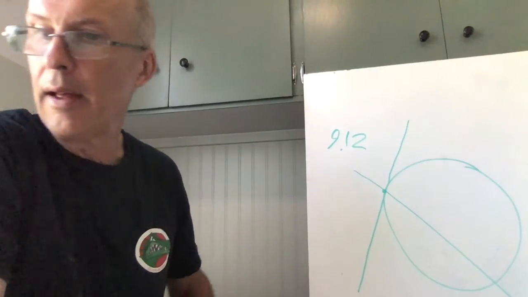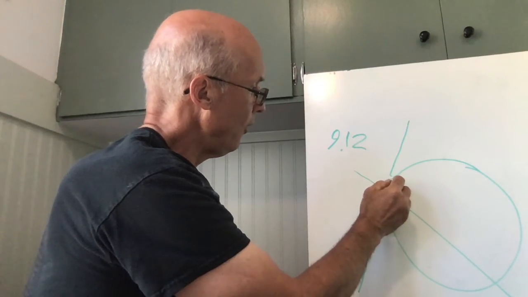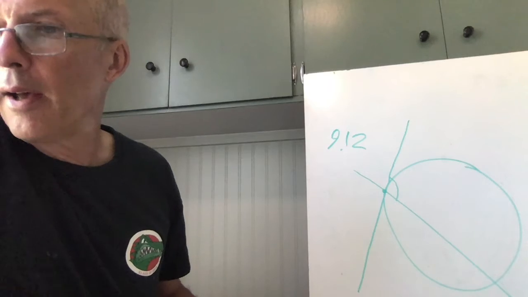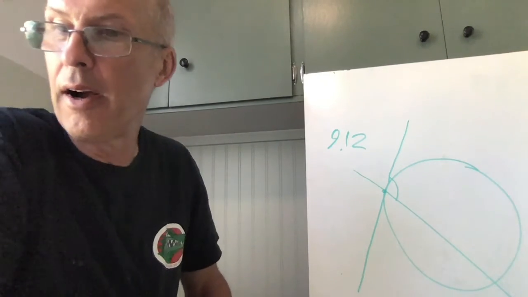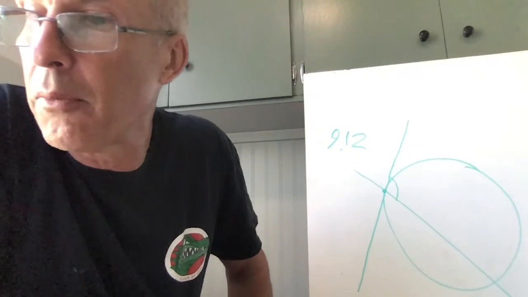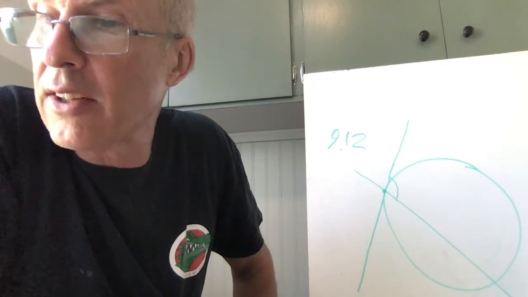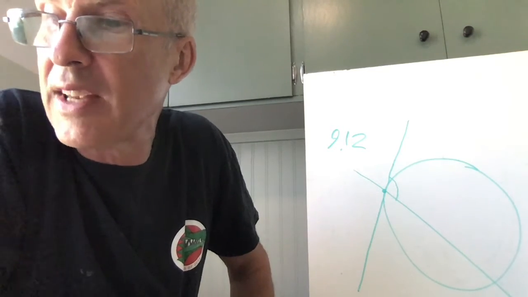Then look at this angle here. This angle is going to be 1/2 the measure of, I get stumbled over those dang words. If a secant and tangent intersect at the point of tangency, then the measure of each angle formed is 1/2 the measure of its intercepted arc.